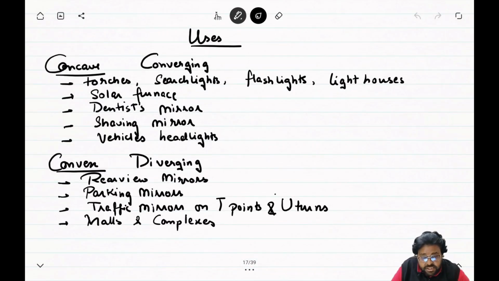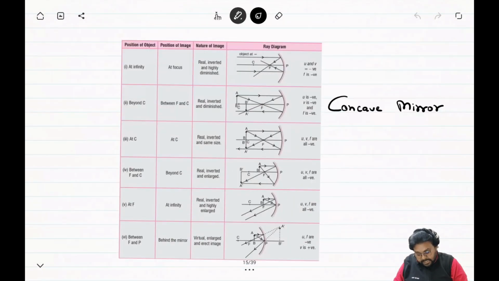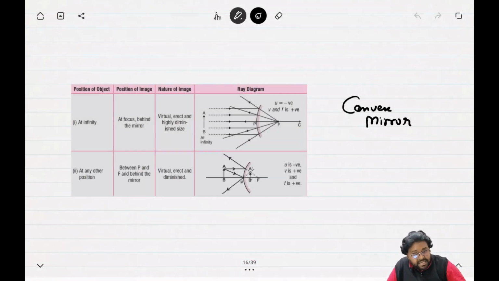Now talking about the uses, concave mirrors are used in torches, searchlights, flashlights, and lighthouses near the seas. All use concave mirrors. You can imagine the last case, the light rays are diverging. So when we need diverging light rays, we use concave mirror, the last case.